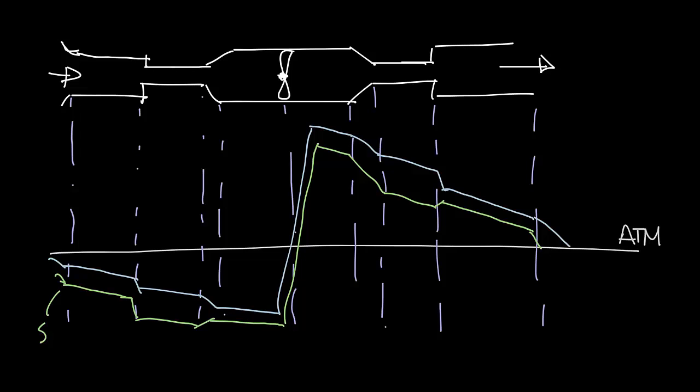Okay, so let me label these. The green line is static pressure. The blue line on top is the total pressure line. And the difference between these two lines is the velocity pressure. So like in this spot, the velocity goes down because the ductwork gets bigger, the velocity pressure goes down, and the static pressure increases.